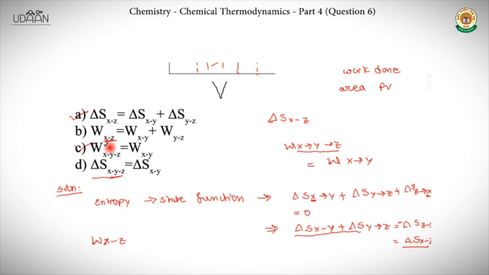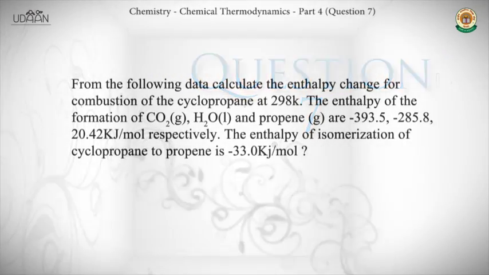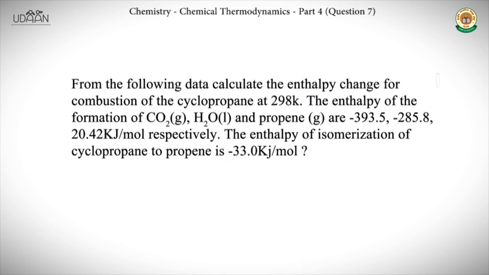So guys, we'll move on to the next question now. It's time for us to have a look at the seventh question, which says: from the following data, calculate the enthalpy change for combustion of cyclopropane at 298 kelvins. The enthalpy of formation of carbon dioxide, water and propene are minus 393.5, minus 285.8 and 20.42 kilojoules per mole respectively. The enthalpy of isomerization of cyclopropane to propene is minus 33.0 kilojoule per mole.